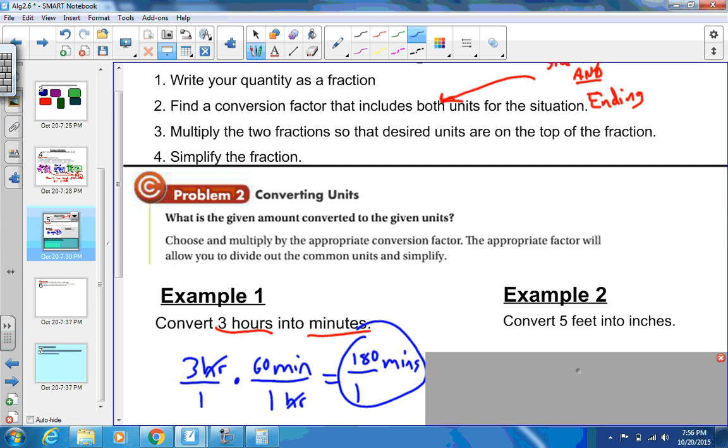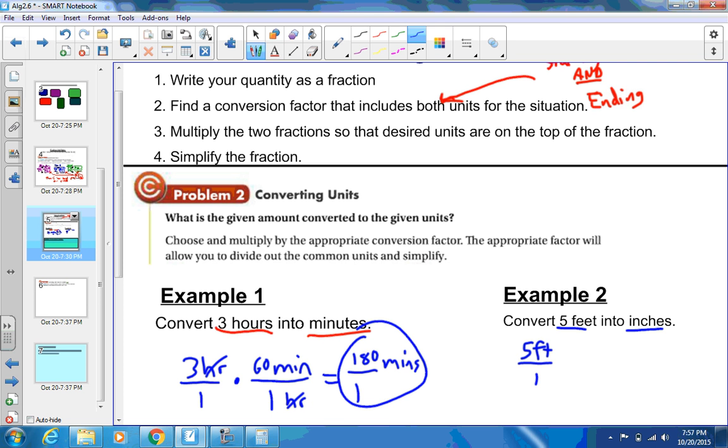All right, let's do another example. Convert 5 feet into inches. So we have 5 feet, and we're trying to get to inches. First start with writing your quantity as a fraction. So 5 feet over 1. Now find a conversion factor that goes between feet and inches. I think 12 inches per 1 foot. Hopefully you know that by now. 12 inches would be 1 foot. And we want to have the inches as our desired unit, so we're going to have that on top. So 12 inches for 1 foot. And we're going to multiply these two together.